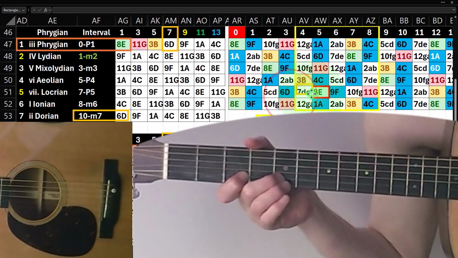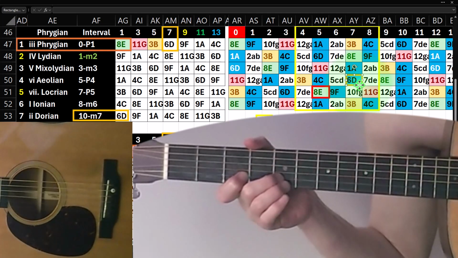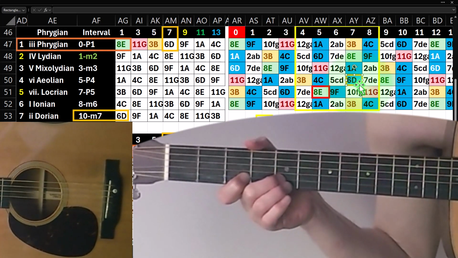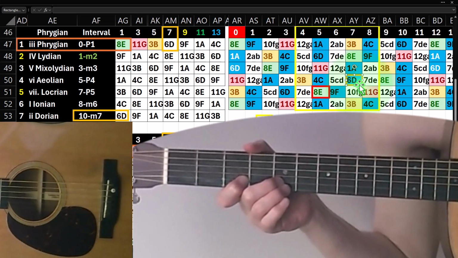So if I go up here, let's go above it. So now we're going above it, so we have to look for the inverse distance. So it's a 10 note away minor 7. 12 minus 10, therefore, is 2.